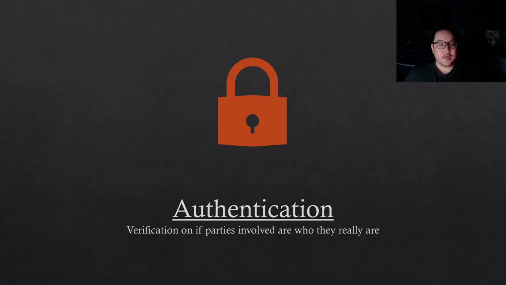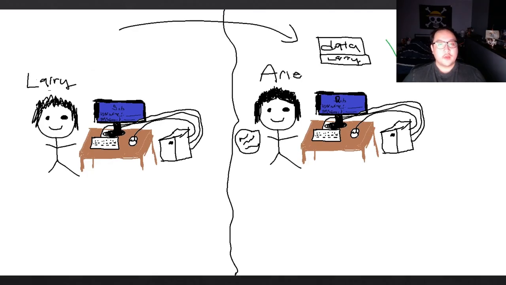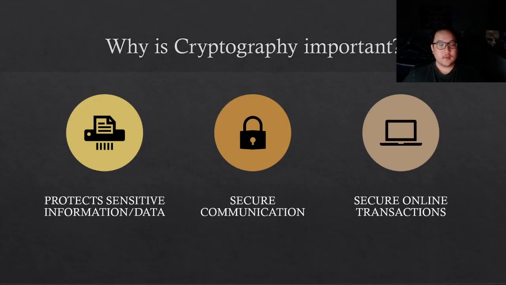Then there's authentication. Authentication is about verification and if parties involved are who they really are. So let's say that Larry wants to send some data over to Ari. He uses some mechanism along with the data so that Ari can be able to verify and confirm that the data came from Larry. Ari gets it, verifies, and confirms it did come from Larry. That's authentication.